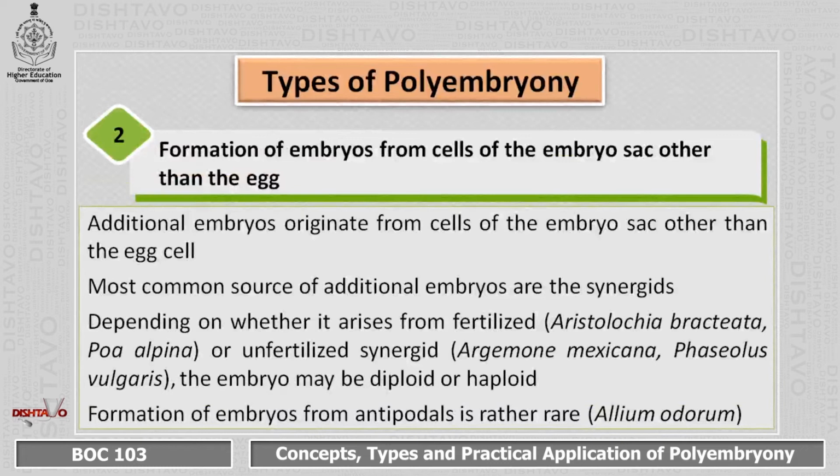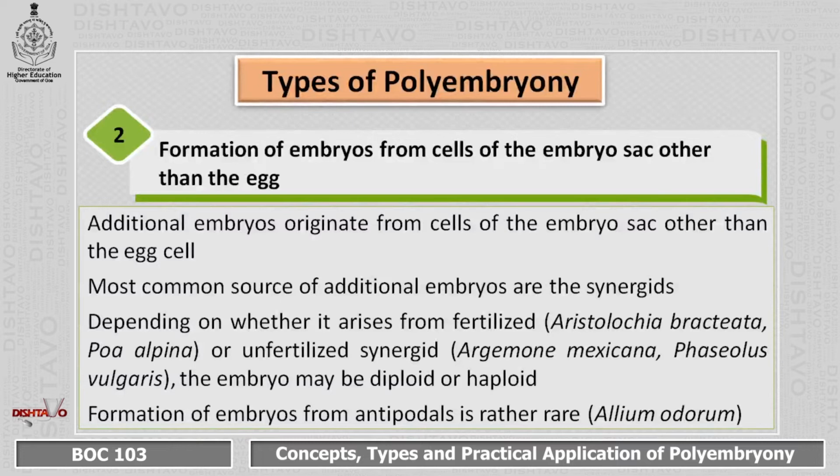Formation of embryos from cells of the embryo sac other than the egg. Additional embryos originate from the cells of the embryo sac other than the egg cell. Most common source of additional embryos are the synergids. Depending upon whether it arises from fertilized or unfertilized synergid, the embryo may be diploid or haploid.